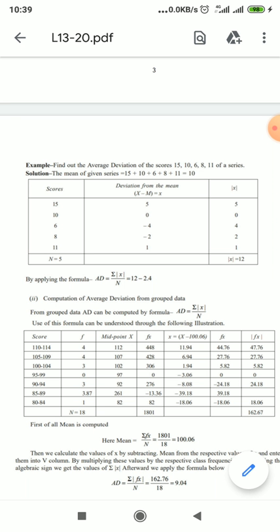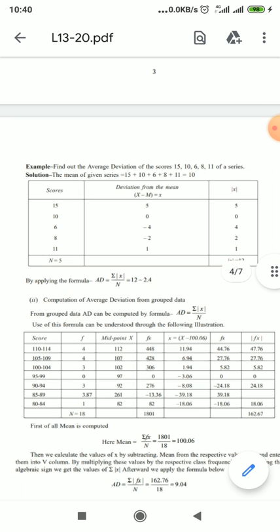We know from the formula that small x is equal to capital X minus m, where m is equal to the arithmetic mean. So in the next column, you put the value of x is equal to capital X minus 100.06. After calculation, the first value is 112 minus 100.06 is equal to 11.94. 107 minus 100.06 is equal to 6.94. 102 minus 100.06 is equal to 1.94. 97 minus 100.06 is equal to minus 3.06. Similarly, we finally get the values of x.